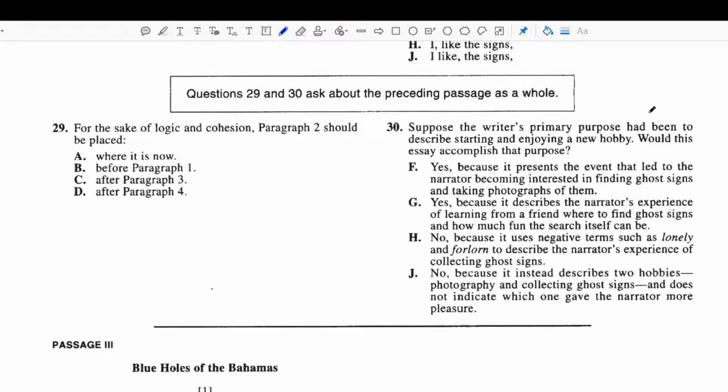All right, so now we're in question number 30. This is the last question in this passage on the ACT English test. Let's begin by dissecting this question.